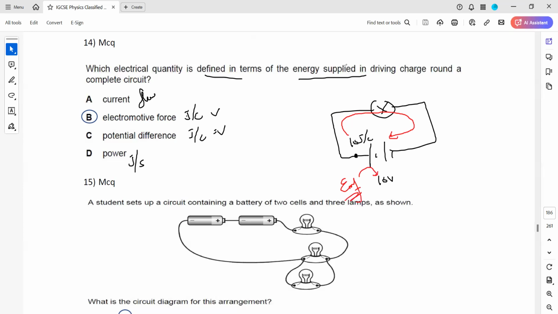But when this charge is moving through a circuit, it consumes its energy. For example, if one coulomb was having 10 joules, it uses 7 joules, and it is left with 3. So how much did it use here? It used 7. And the remaining it used across this one, so this will be 3. So potential difference is how much energy is transferred by the charge, whereas electromotive force or EMF is energy supplied to the charge. That's why D is the right answer.